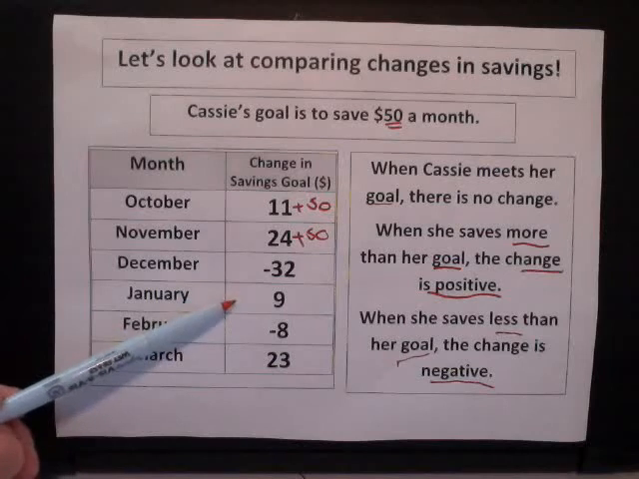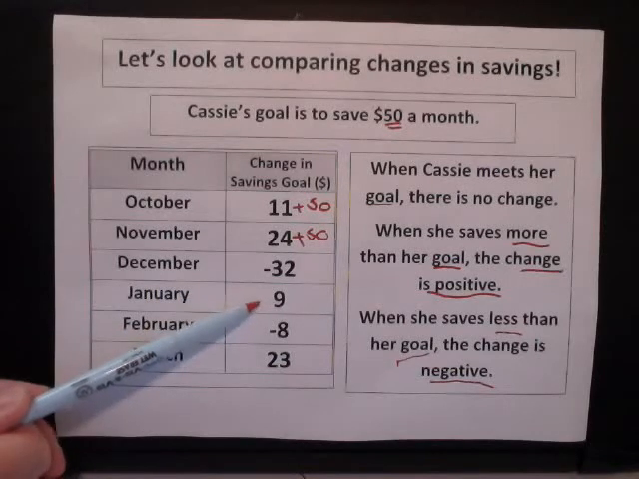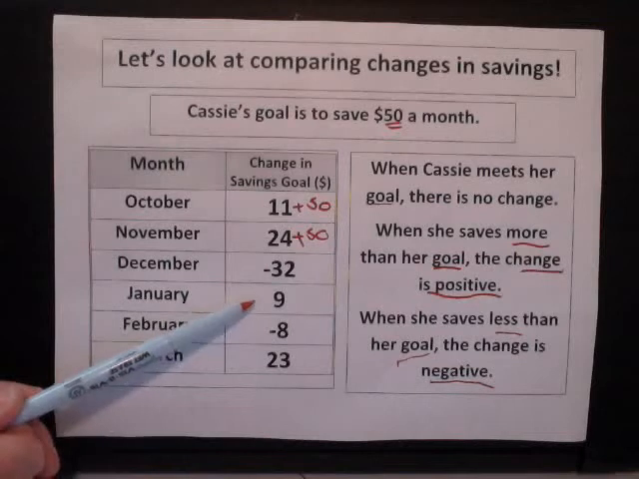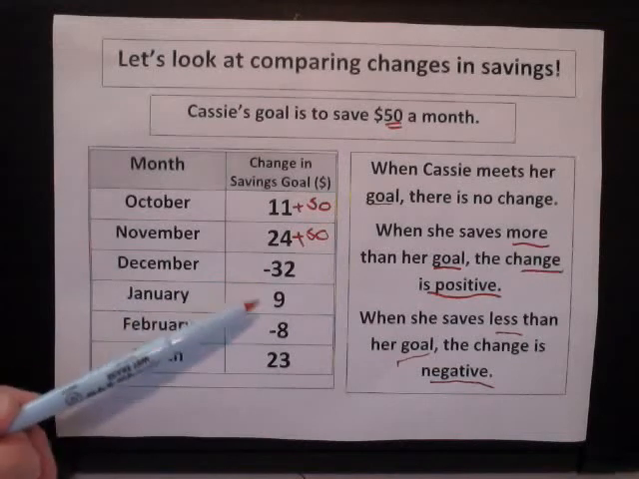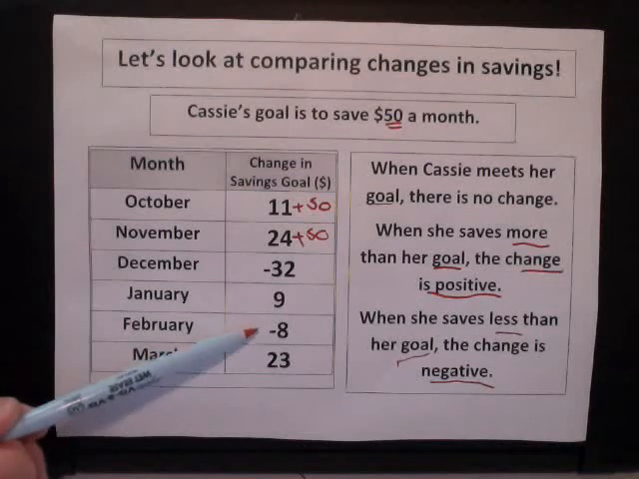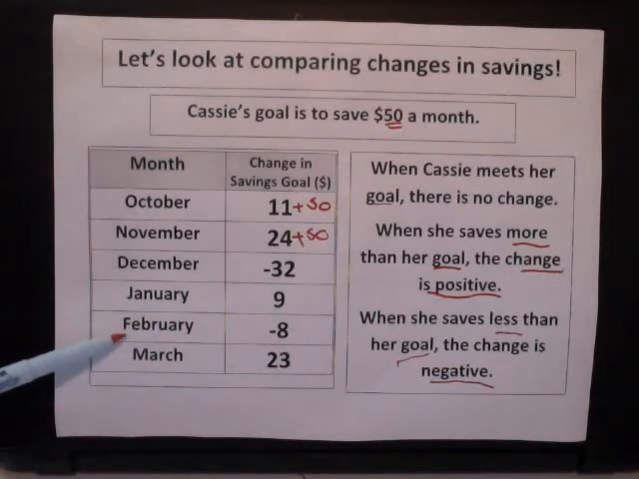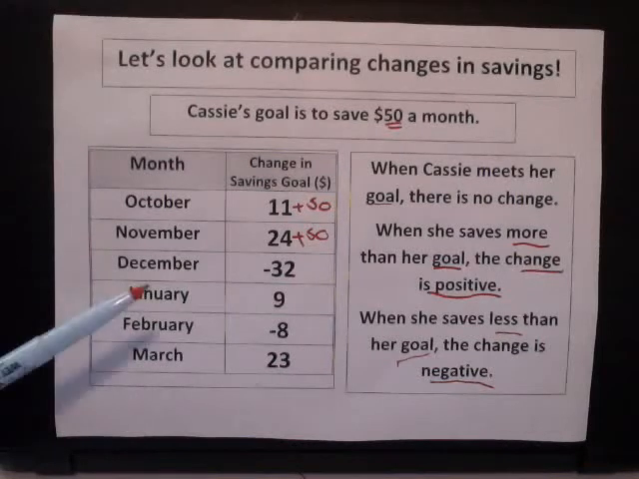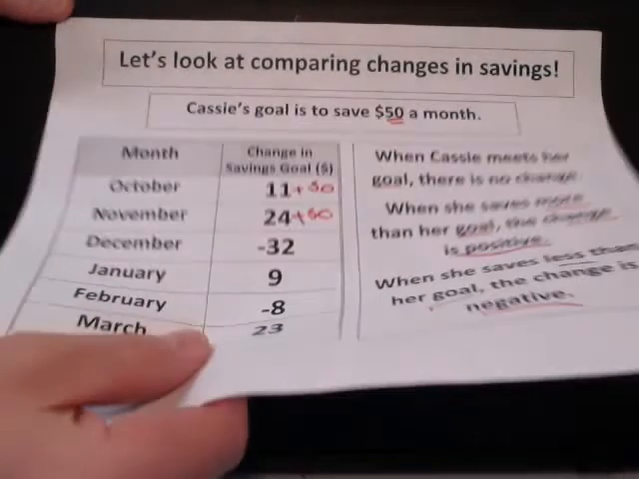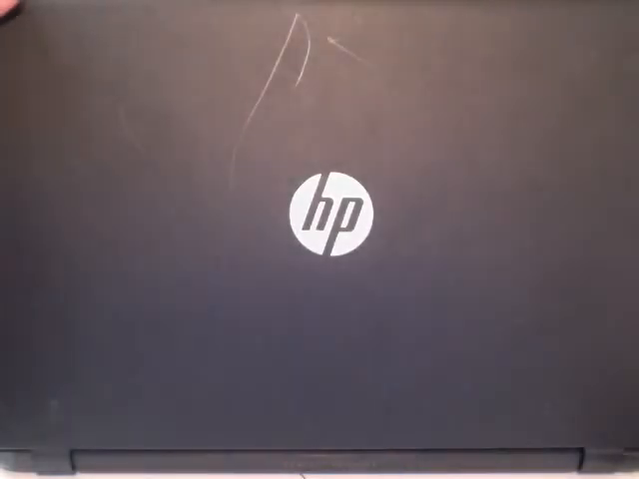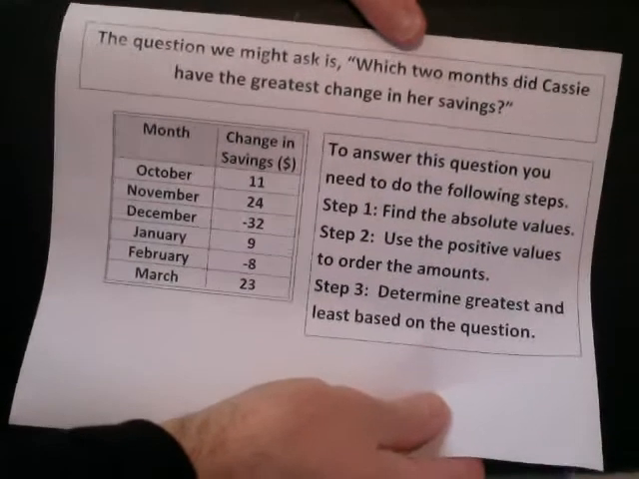Then in January, she's back on track. She's probably not saving as much as she wants to because she's just working to get back from Christmas. But then in February, she has a negative change again. In February, you've got Valentine's Day, so another holiday that you might see somebody spending their savings money on. And then in March, she's back on track. So anyways, that's Cassie's goal and her situation. Now, the question we might ask is this.